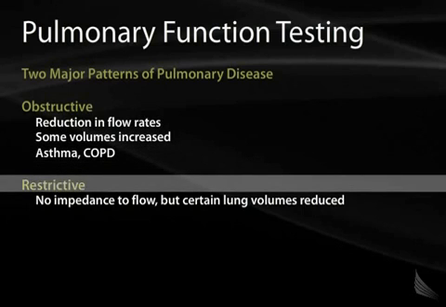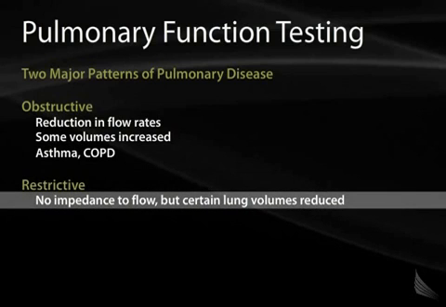The other major pattern of pulmonary disease is restrictive diseases. Now, there's no problem with airflow in these diseases. The problem is that the lungs are too small, that the lung volumes are reduced. Examples of this are pulmonary fibrosis or IPF, and other interstitial lung diseases. Obesity also will present as a restrictive problem on pulmonary function testing.